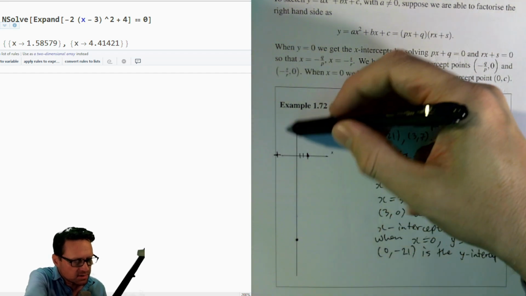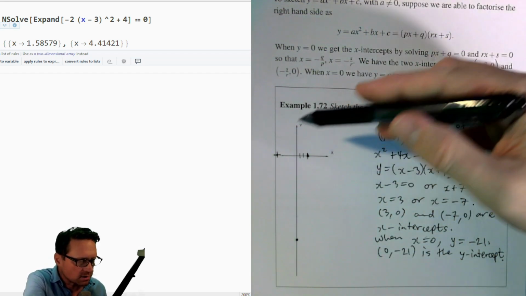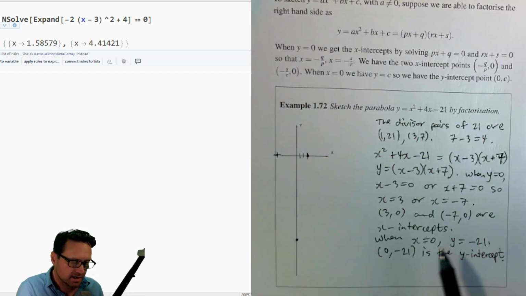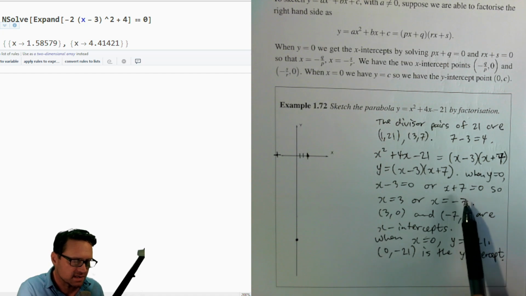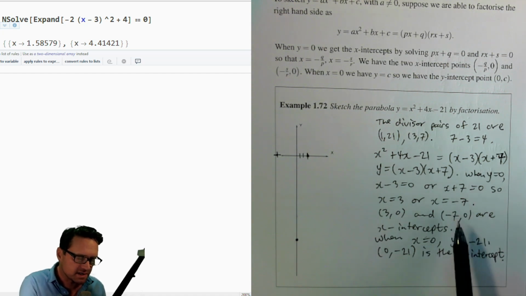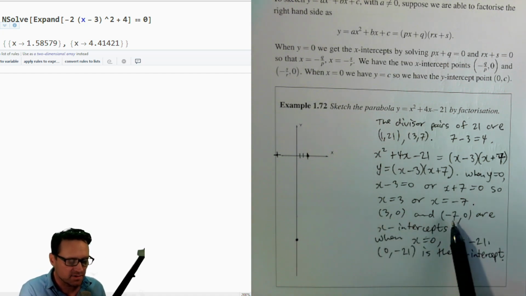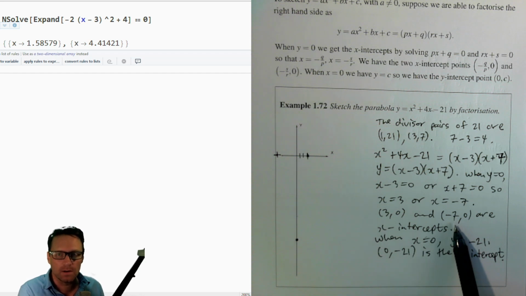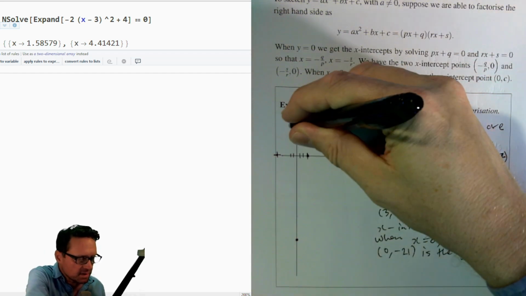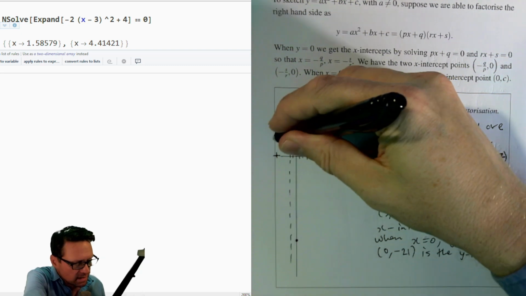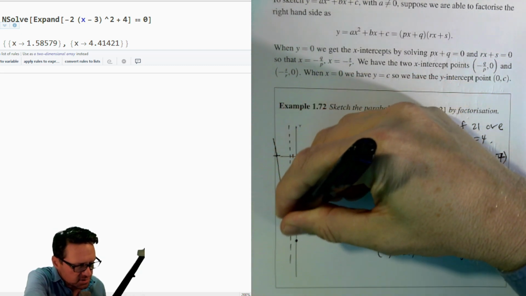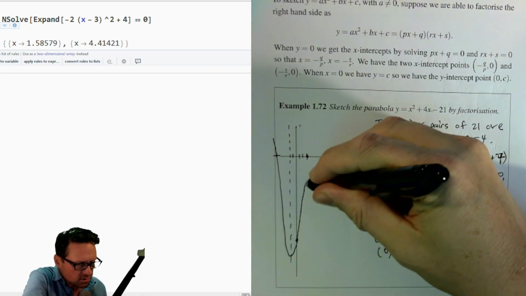And then halfway between those, we would have our axis of symmetry. Now I can just look at these. What is the average of minus 7 and 3? If I add those two together, I have minus 4. Divide that by 2, I have minus 2. So minus 2 would be my axis of symmetry there. Okay, and then we'll just do our best to sketch a parabola that fits those parameters.